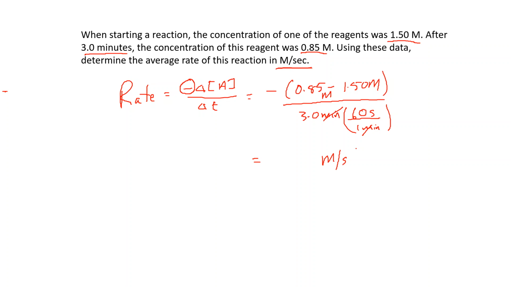0.85 minus 1.5, and then we divide that by 3 times 60. Okay, so according to my calculations, this works out to be equal to 3.6, rounded off to 2 sig figs, 3.6 times 10 to the minus 3 M per second. All right, so that's basically how that particular example is worked out. Okay, so let me scroll down to the next example.